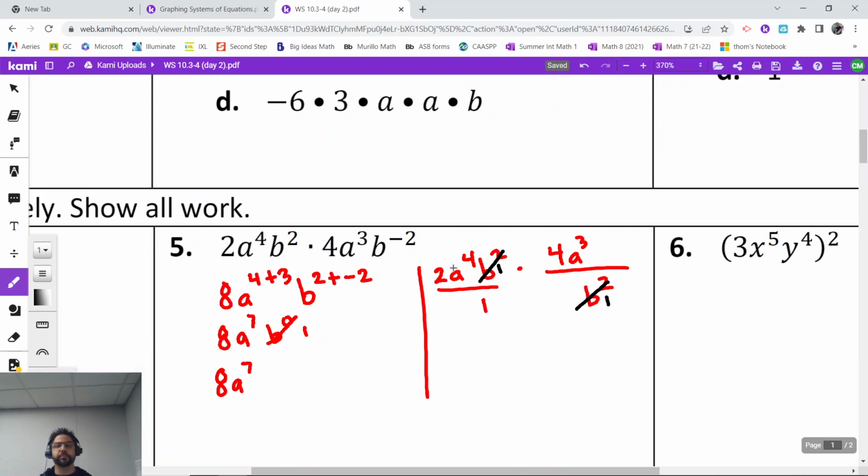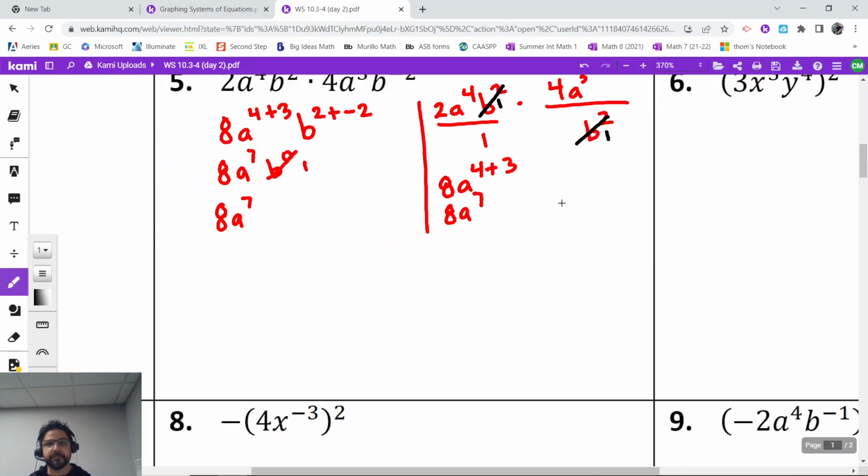And then from there, you would have it behave like normal. 2 times 4 is 8. The a's are the same base, so we're going to add our exponents. So we get 8a to the 7th power. So again, the exact same answer, two slightly different ways. Most students tend to prefer the first example. But again, if you want to practice changing your negative exponent into a positive exponent, that's how we would do it. So speaking about your negative exponents a little bit more, let's go ahead and look at number 7.